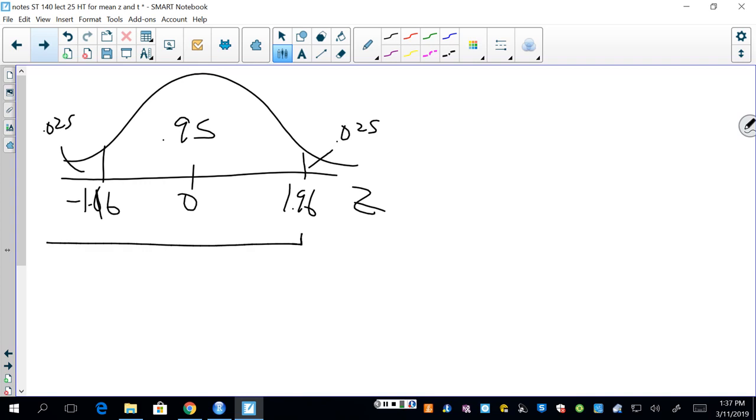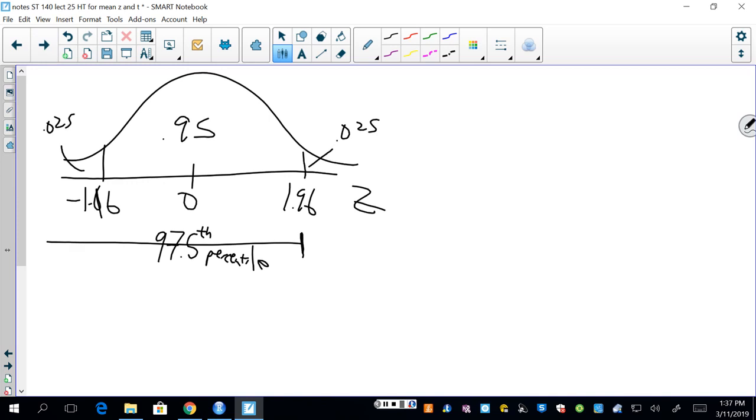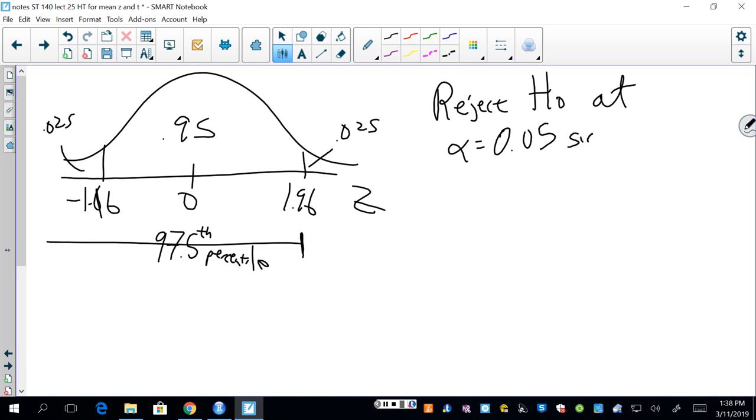This 1.96 is actually the 97.5th percentile of a normal. It's the 95% plus this extra 2.5%, so 97.5. Anything that's out further here or out further here is away from the middle of 0 and is kind of unusual, right? It doesn't happen that often. So we're going to reject the null hypothesis at what we call an alpha 0.05 significance level.